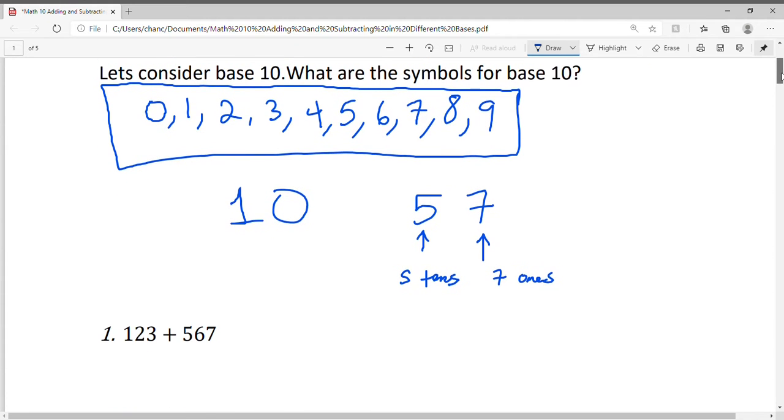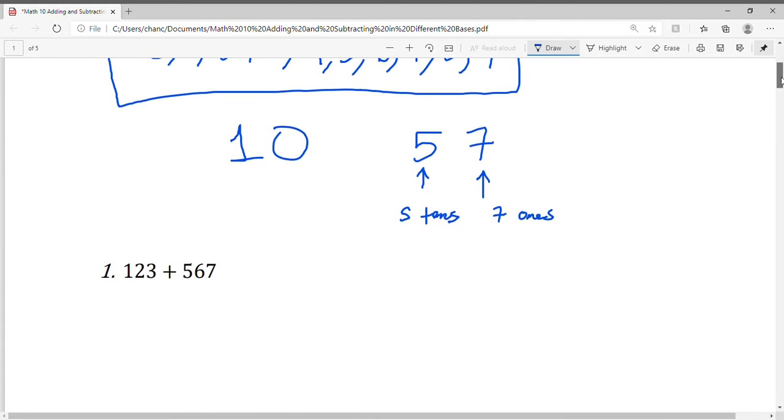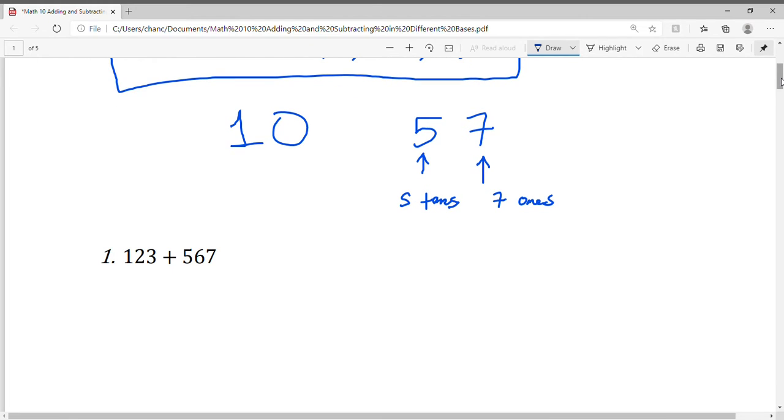Now let's consider adding 123 plus 567 in base 10. What I would do is stack them, 123 on the top, 567 on the bottom, and we're going to add. When we add, we look at the right column first. What's 3 plus 7? Well, that's 10. But you don't put a 10 down here, there's not enough space. You first put the 0 and you carry the 1 over. So that means we put a 0, there are 0 ones and 1 ten carried over.